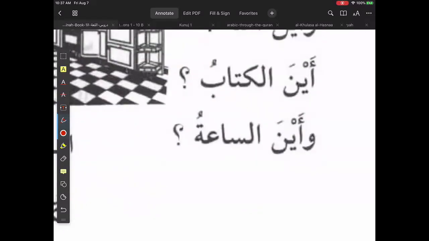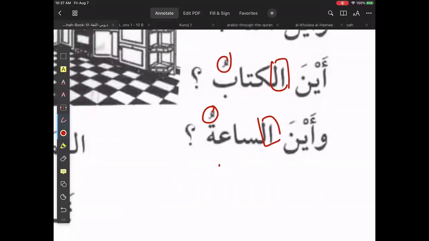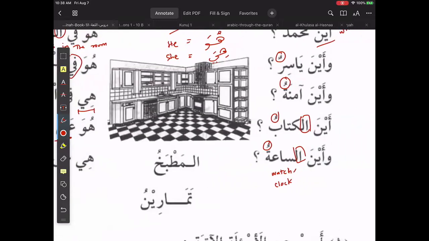Do you understand why you have one dhamma here? This is because of alif lam, right? Wa aina as-sa'a. What is sa'a? Sa'a is like a watch, a clock. Okay, sa'a is watch, clock. So aina, where's the watch?